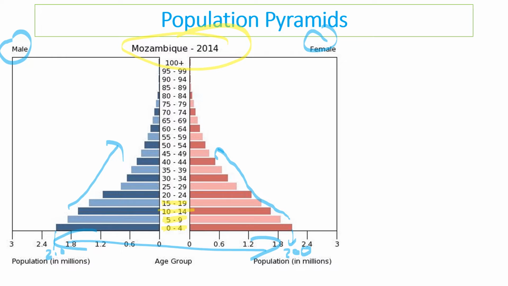So if we were to predict what's going to happen to this population in the future, I would say the population will grow because these younger groups of people here are not yet at reproductive age, and in 10 to 15 years' time or 20 years' time they will be at reproductive age, and then they will have children.